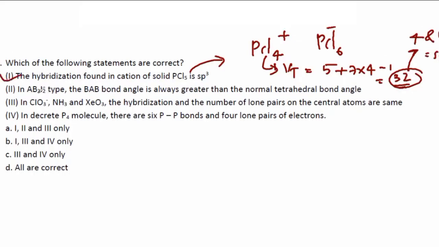AB2L2 means the shape of water, right? The bond angle is greater than the normal tetrahedral bond angle. That's wrong. Since there is a lone pair, the angle will be lesser, right? Yes.